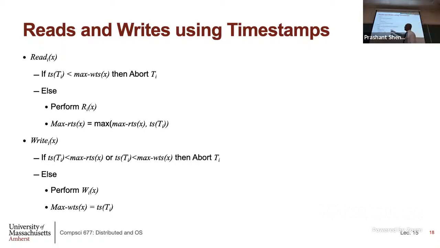Okay? And then you essentially have a write operation. So you say if the timestamp of the transaction is less than the max read timestamp or less than the max write timestamp, you will abort. Okay? Because what this is saying is you are trying to write to a data item that a newer transaction has already read. That's a read-write conflict. Or you're trying to modify a data item that someone else has already modified. That's a write-write conflict. Okay, so you see, is there a read-write conflict or a write-write conflict? In either case, you'll abort the transaction. Otherwise, you'll perform the write and update the max write timestamp.